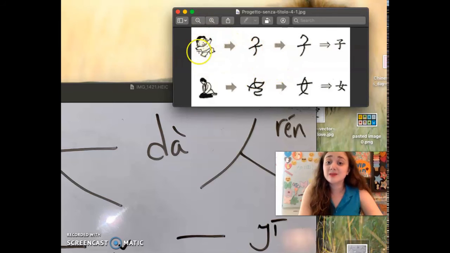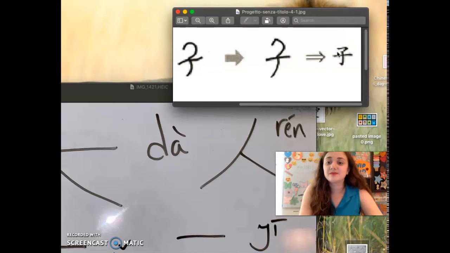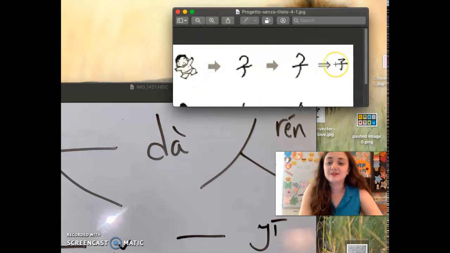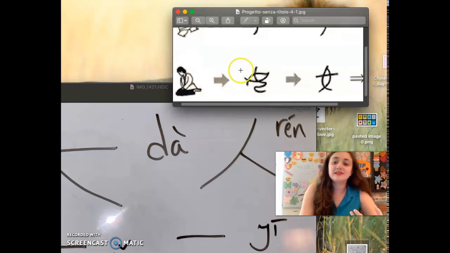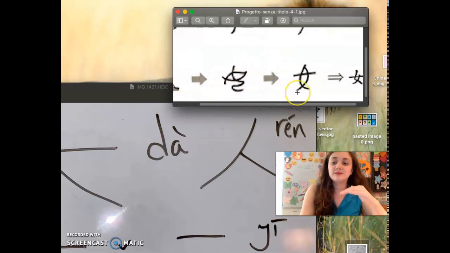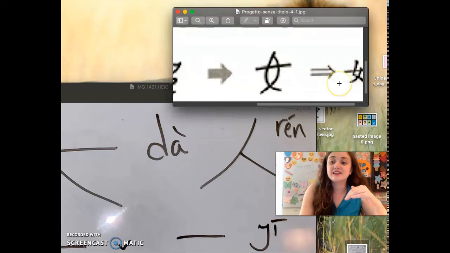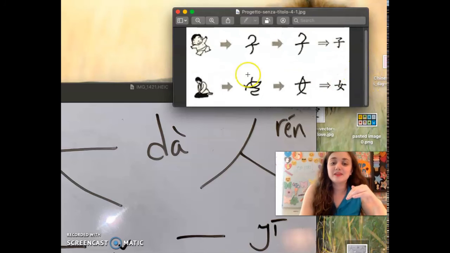As you can see, it's a baby. This is how the character evolved over time. Boom, boom, boom. And then it goes to this character for child. Also for this one, it's a woman. This is the character. It's evolved over time, over centuries. And this is the character for woman.